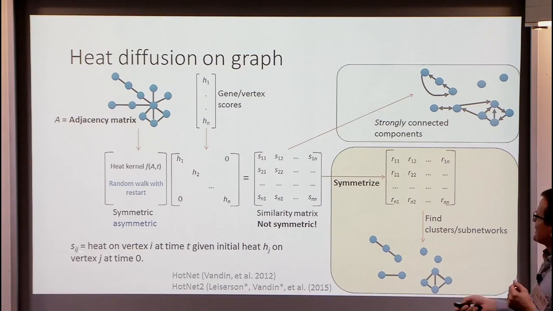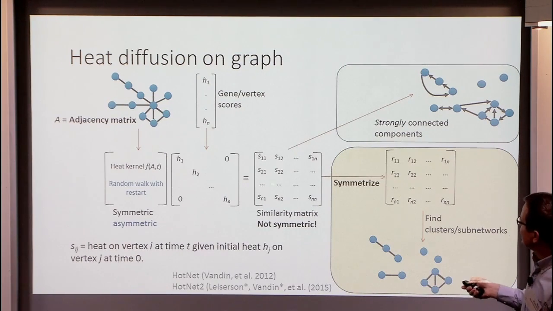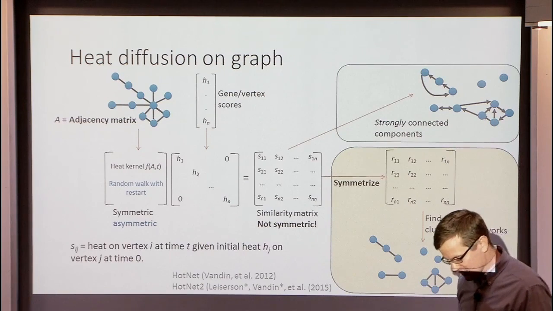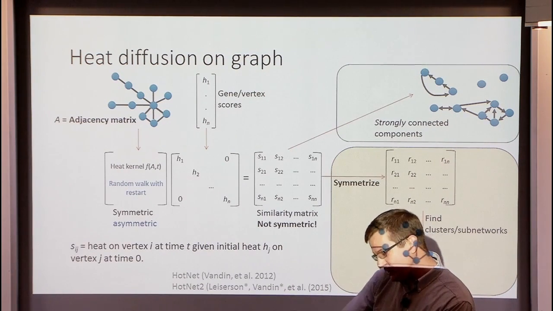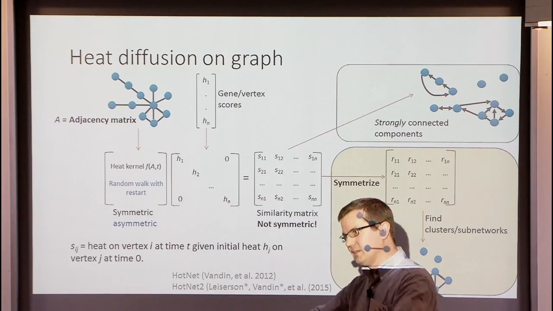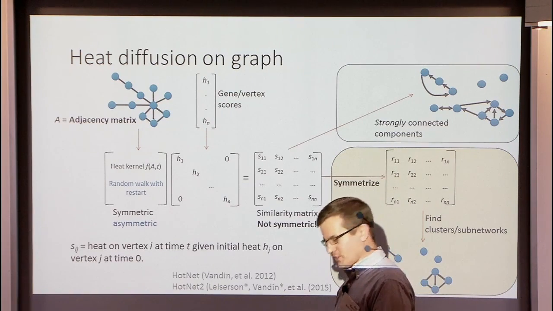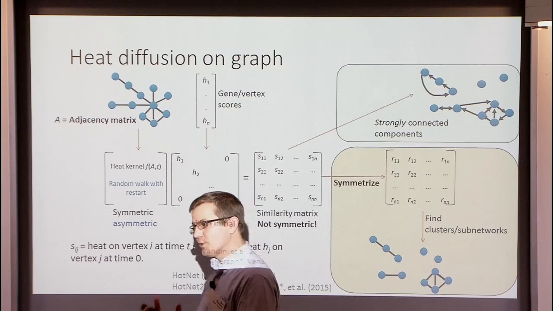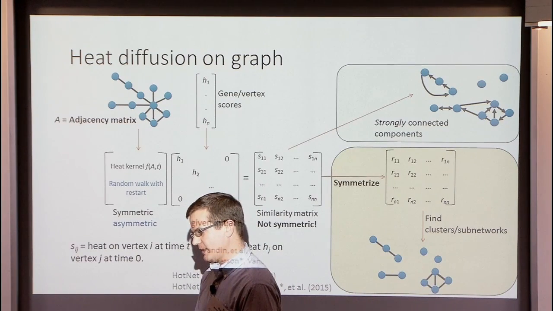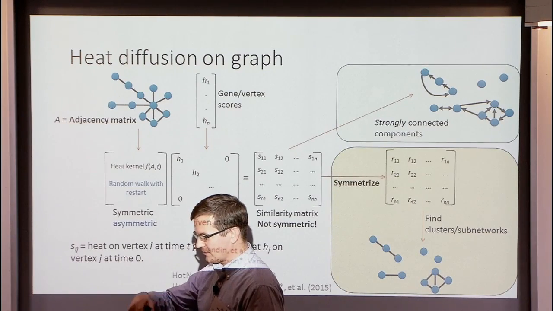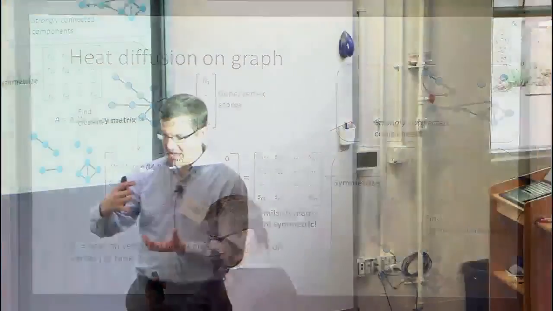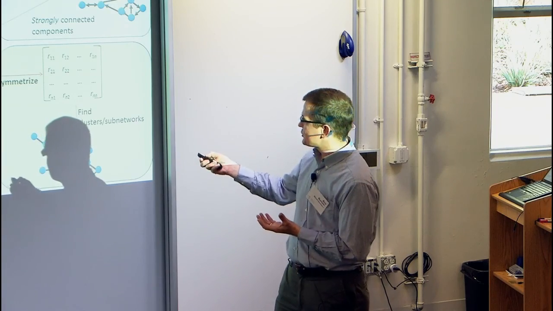So this matrix Sij will tell me the heat on each vertex i at some time t, given an initial heat on vertex j at time 0. Right? So it's giving me a similarity, and then you could take that similarity matrix and find clusters in the graph. And this will then give you these subnetworks that are governed by both the topology of the network, as determined by the diffusion process, and the initial distribution of scores.